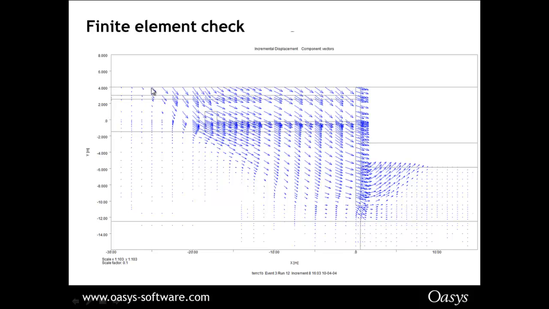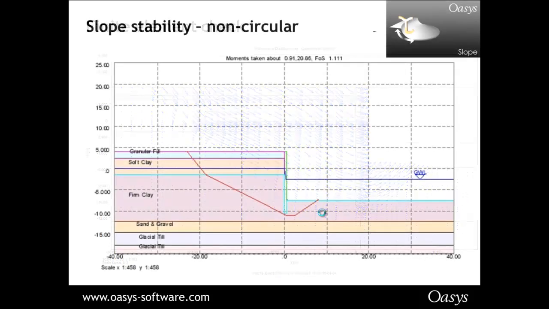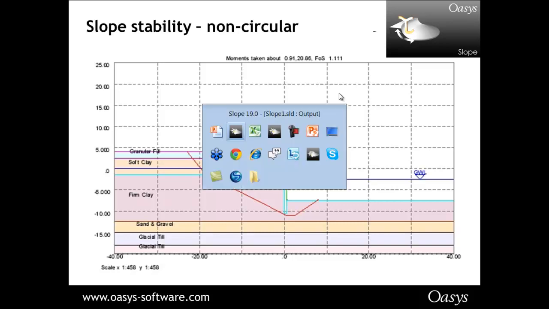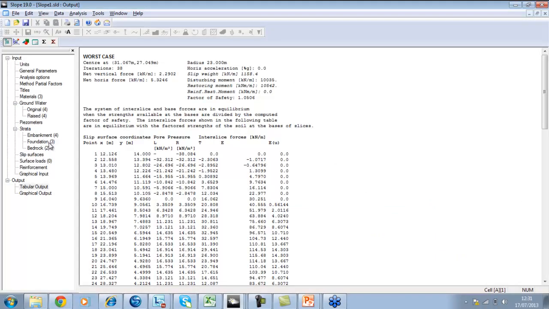So what Brian Simpson did was he reran the analysis in Slope with a non-circular slip. And as you can see, for this non-circular slip, a factor of safety of 1.11 was coming out. And actually, this was identical to the factor of safety from the FE analysis. So that was actually very comforting, and I felt it would be very comforting for Slope users to know that you do get very accurate results out.